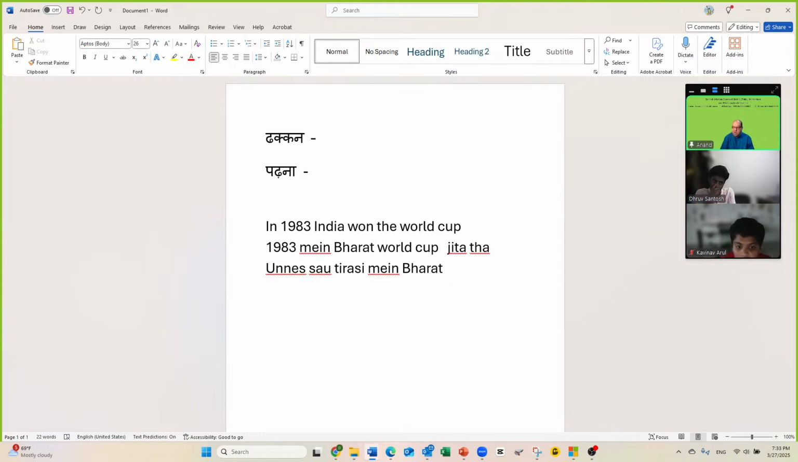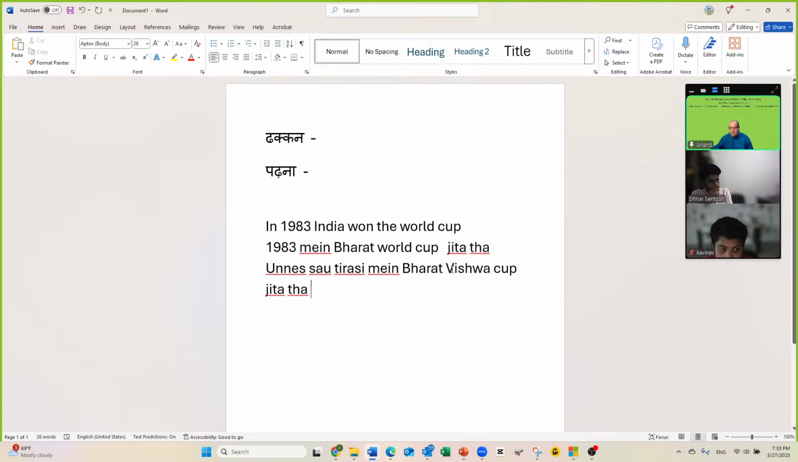Now World Cup. The Hindi word for world is Vishwa. So say Vishwa, विश्व, and cup will remain as cup because there is no Hindi word for it. Vishwa Cup, विश्व कप जीता था. Isn't World Cup a proper noun? So shouldn't you keep it just World Cup?